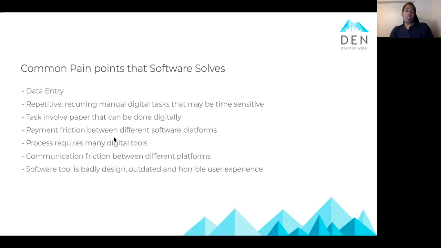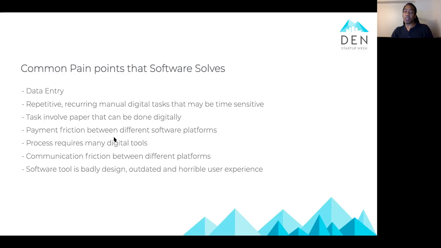So why do people purchase software? There are a couple of pain points to identify. So data entry: generally nobody wants to enter data, but people like to aggregate and visualize it. Repetitive recurring tasks that may be time sensitive. That's why scheduling tools are very popular.